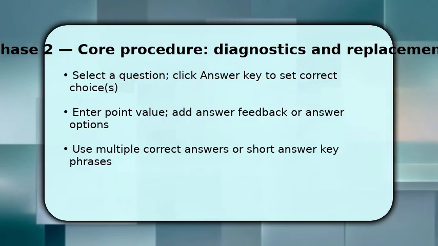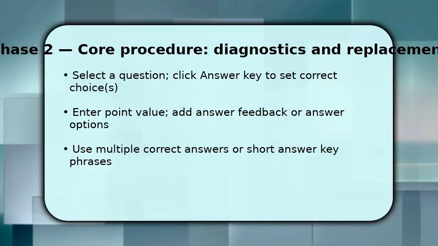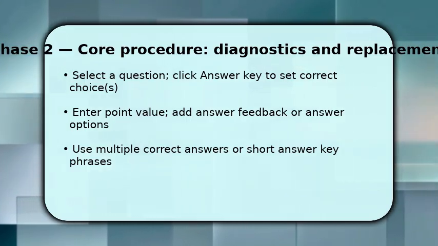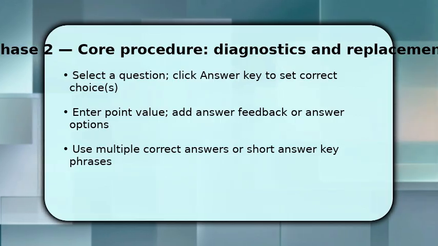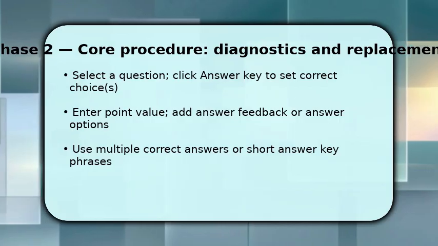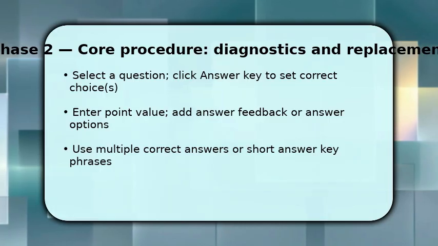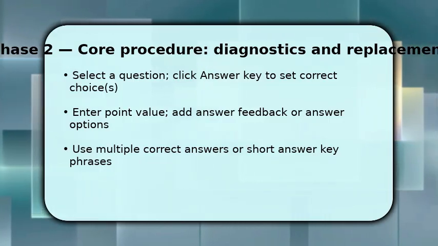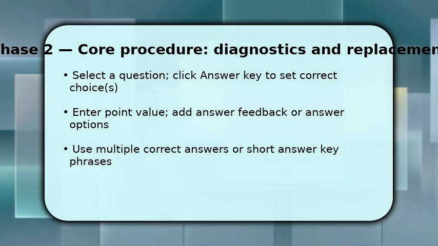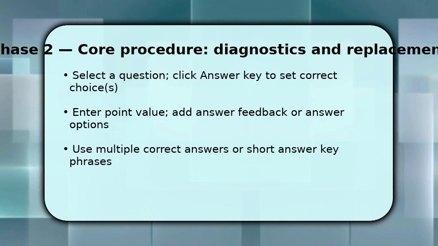Set the point value. This determines weight when scores are computed. Then add alternate accepted answers for short responses. Make sure to mark all correct options if a question allows multiple correct answers, otherwise partial credit won't work. You can add answer feedback for right and wrong choices to help learners. Once you've completed these middle steps, every submission will be auto-graded against these exact keys.